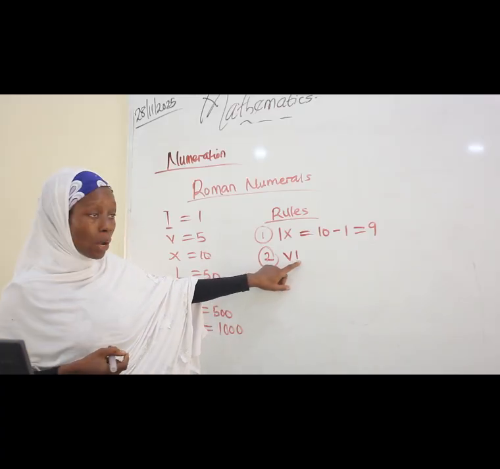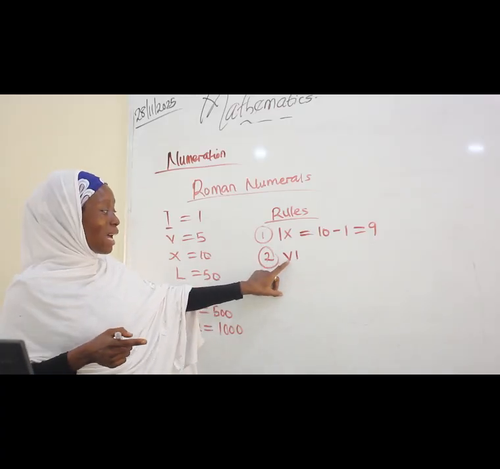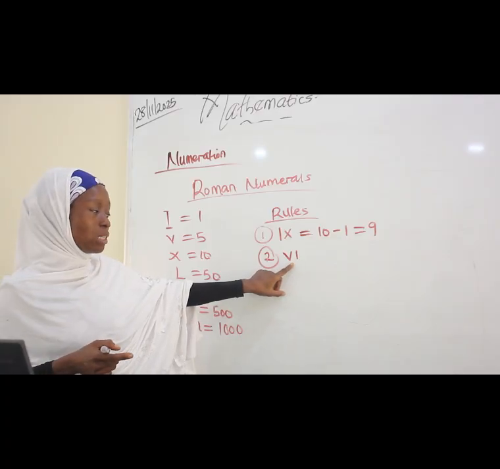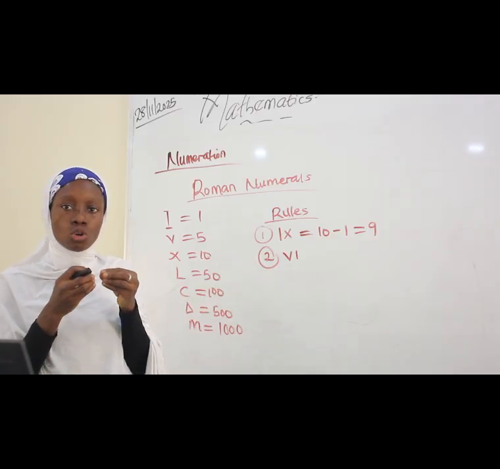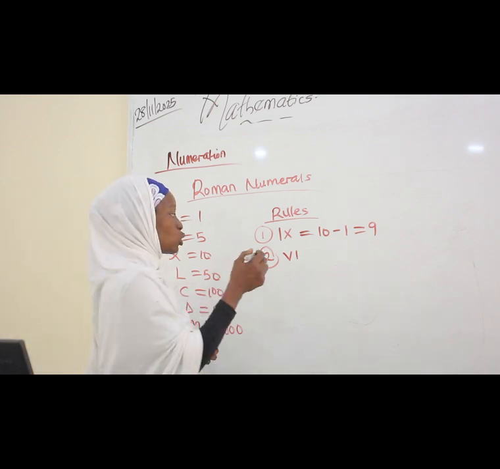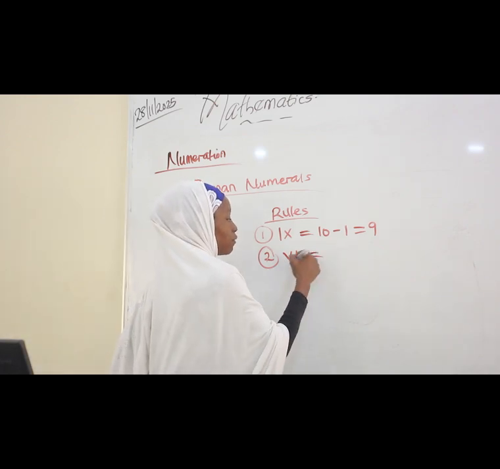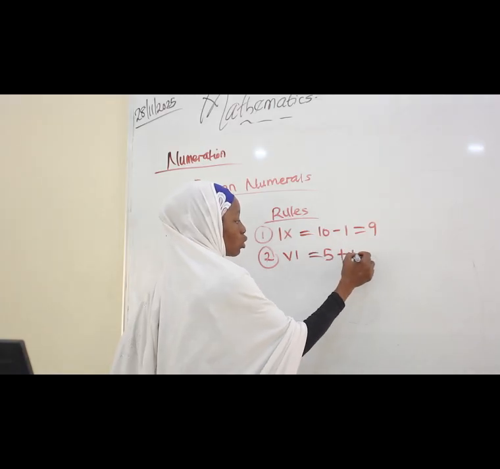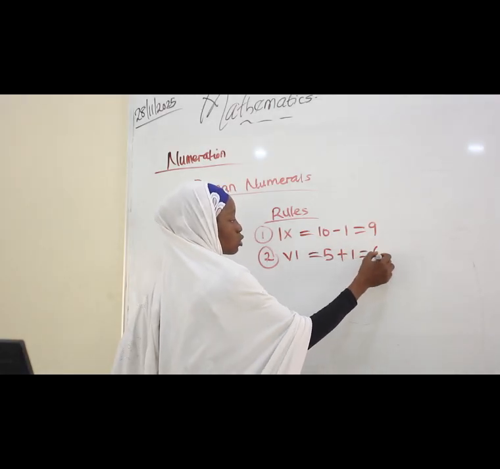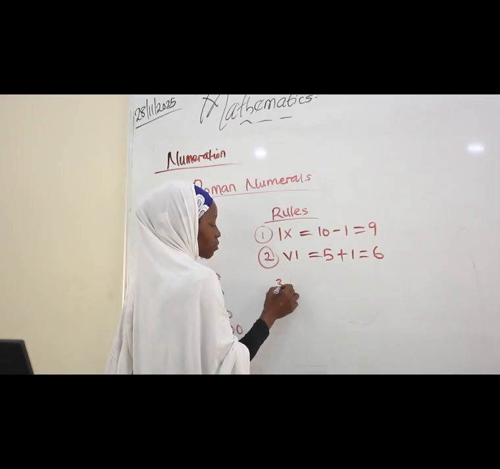So when the smaller one, which is I, is coming after the bigger one, which is V, it means you have to add the 2 Roman numerals together. So we are going to have V, which is 5, plus I, which is 1. So 5 plus 1 is going to give us 6.